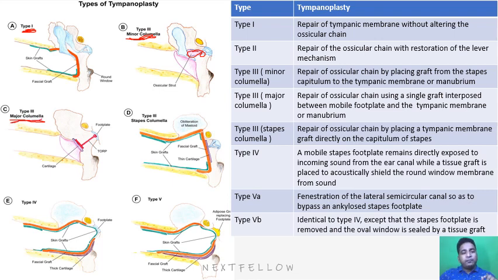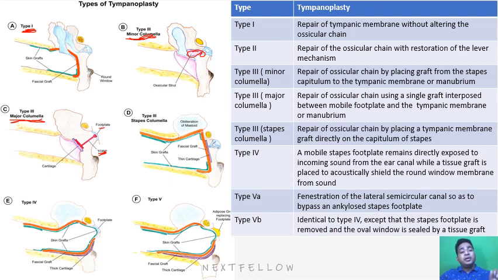Then comes the major columella. Here, suppose the capitulum or the stapes suprastructure are also eroded and only the footplate is present. So we will put a graft, maybe a TORP, which is available, or maybe a cartilage piece. We will do the ossicular reconstruction by placing a graft directly over the footplate of the stapes and the intact tympanic membrane remnant, or we can say the manubrium. I hope you can see in this diagram, this is my footplate, no stapes suprastructure is there. So we will put a graft over the stapes footplate. It is a TORP, you can see, which is connecting the footplate to the tympanic membrane, and we are enhancing this by putting a cartilage graft. That is some more modifications. So major columella is repair of the ossicular chain using a single graft interposed between the mobile footplate and the tympanic membrane.